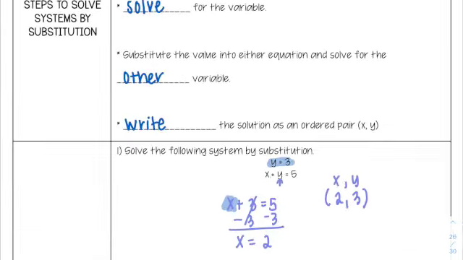This is a solution, our point of intersection, if we're talking about graphing on the graphing calculator. Okay, moving on to our third example.